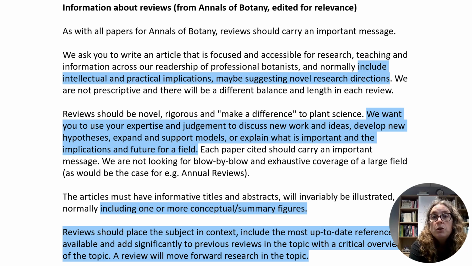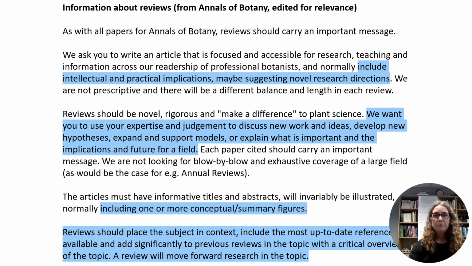We want you to use your judgment and expertise to discuss new work and ideas, to develop new hypotheses, expand and support models, all of this sort of critical thinking stuff. That's what we really want. As with the Annals of Botany, your paper should include a conceptual or summary figure, and I'll talk to you about that later on in this little session.